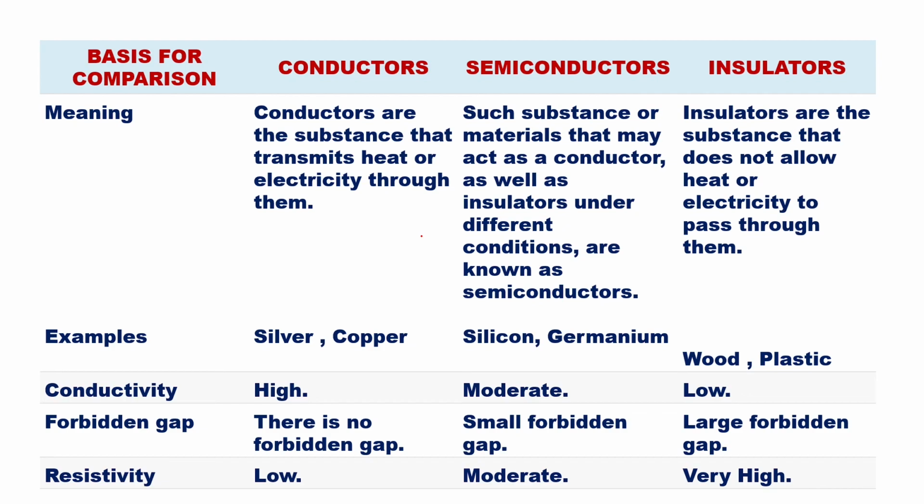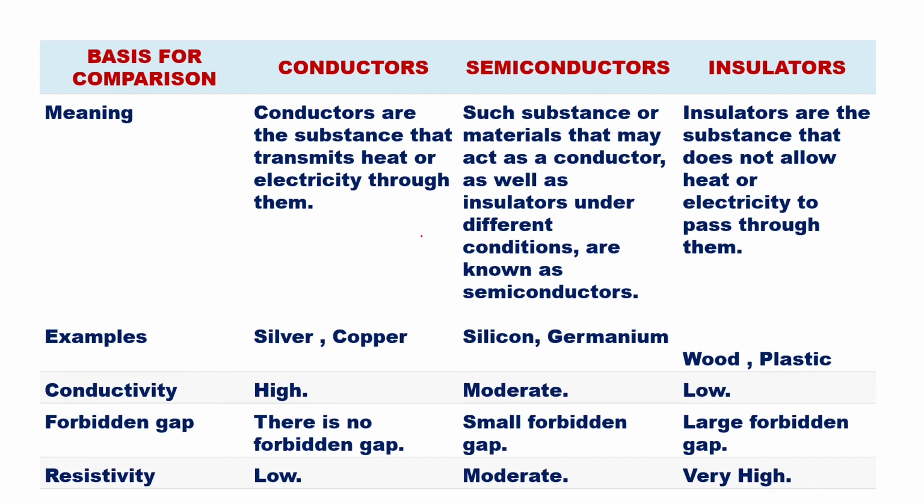If you see the conductivity, that is the amount of current flowing, the amount of free electrons you have, the conductivity of conductors is high, the conductivity of semiconductors is moderate, and the conductivity of insulators is low. If you see the forbidden energy gap in the energy band diagram, for conductors there is no forbidden energy gap. The valence band overlaps with the conduction band. For semiconductors, the forbidden energy gap is very small, around 1 electron volt. And for insulators, between the conduction band and valence band, there is a large forbidden energy gap.